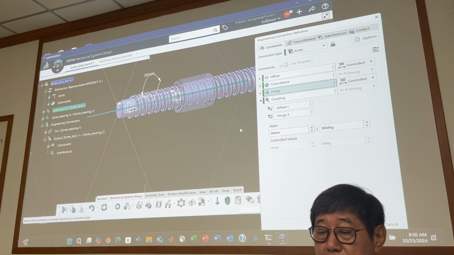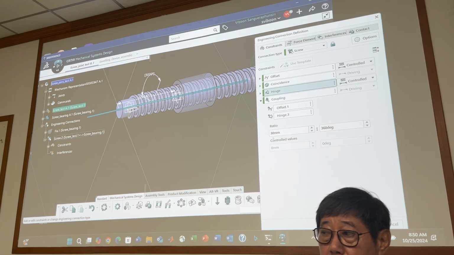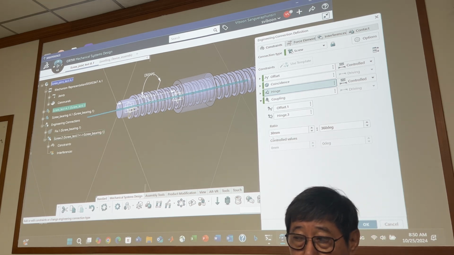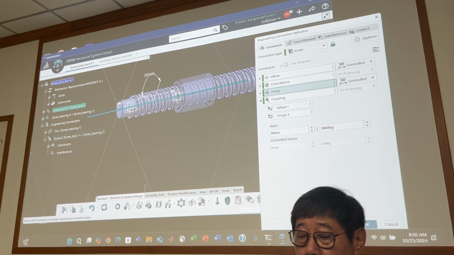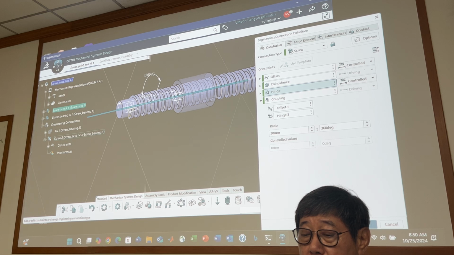You see, when I design this one, I have pitch equal to 30 millimeter, right? So 30 millimeter converts to 360 degrees. Our pitch is 30 millimeter per revolution, right? So a revolution is what, 360 degrees, right? This one. So this makes the relationship between offset and hinge, offset and hinge.